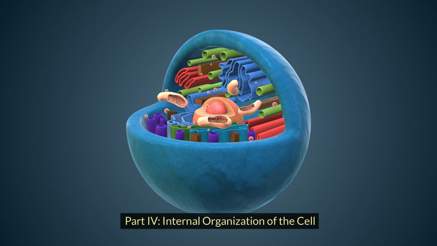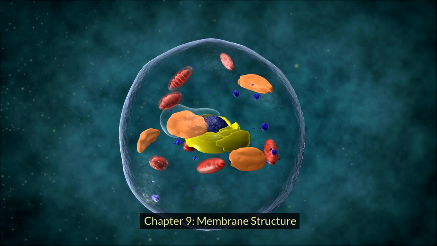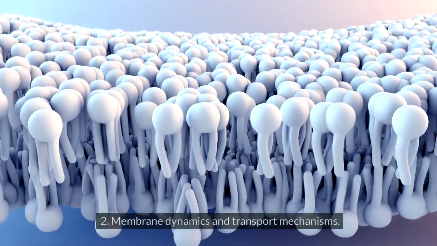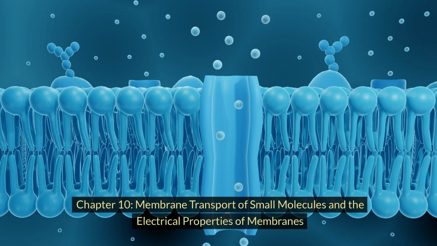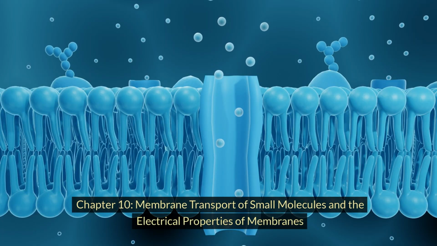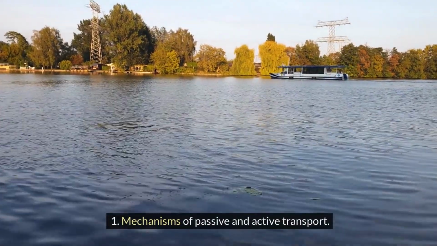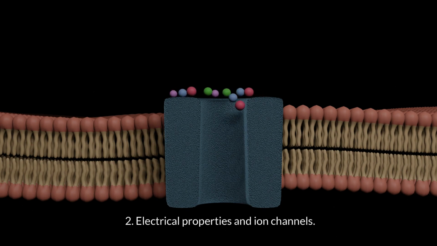Part 4. Internal organization of the cell. Chapter 9. Membrane structure. 1. Composition and properties of biological membranes. 2. Membrane dynamics and transport mechanisms. Chapter 10. Membrane transport of small molecules and the electrical properties of membranes. 1. Mechanisms of passive and active transport. 2. Electrical properties and ion channels.